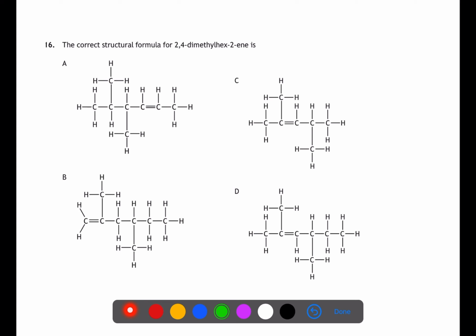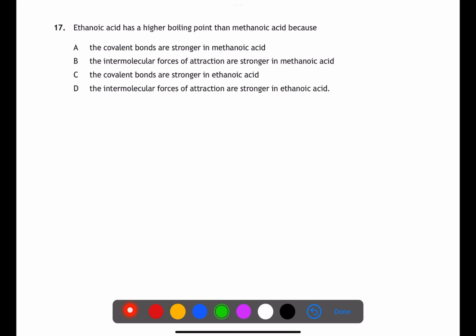Finding the correct formula for this molecule. Start from the hex-2-ene. So find which of these options has 6 carbons in a row with a double bond from the second carbon. This means that you can eliminate C because the longest chain of carbons is 5, and you can eliminate B because the double bond is on carbon 1. You then need to find which has the branches on 2 and 4 relative to the double bond. A has them further along the chain, where D has them on 2 and 4.